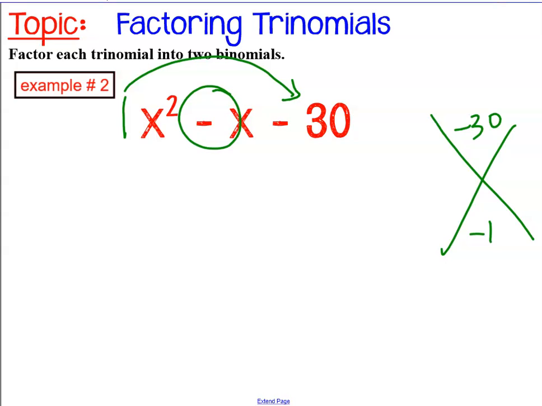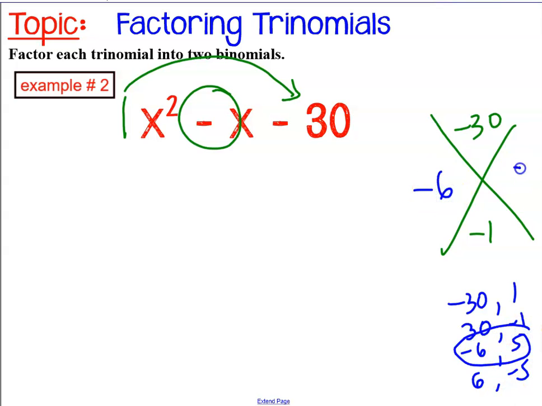So find your factors of negative 30, so that's negative 30 and 1, or 30 and negative 1, negative 6 and 5, or 6 and negative 5. I think I found my answer. So I know 2 and 15 would work as well as factors, but they're not the answer.